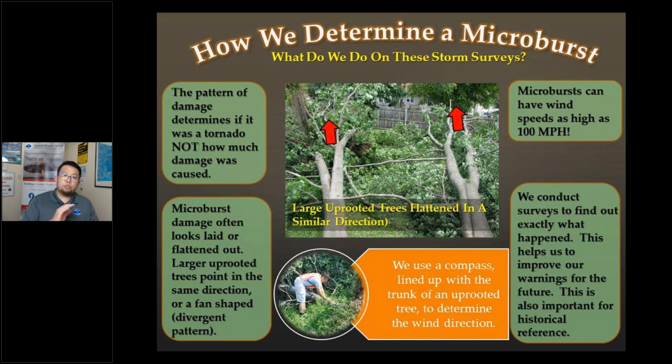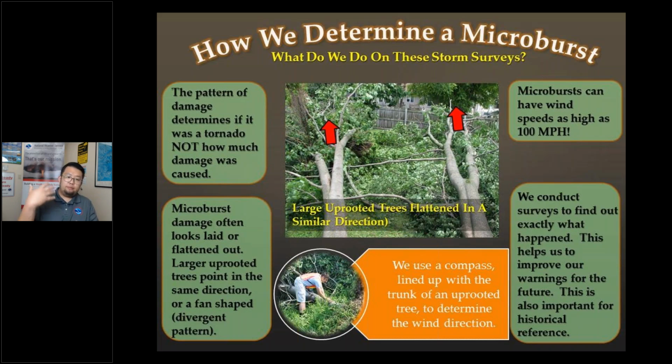So we determine straight line wind damage or a microburst on a survey by the pattern of the damage. Everything is flattened out in one direction. We know it was a straight line wind. It was very strong winds blowing in one direction at one single time. It's a little bit more organized. Granted, again, it can still cause a lot of damage. Trees are uprooted.